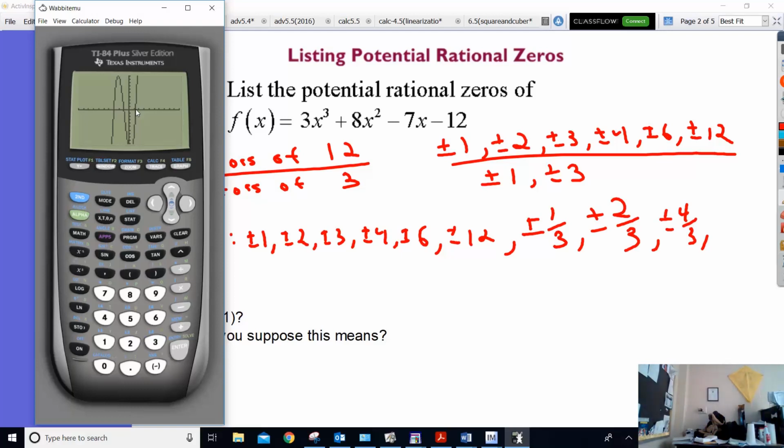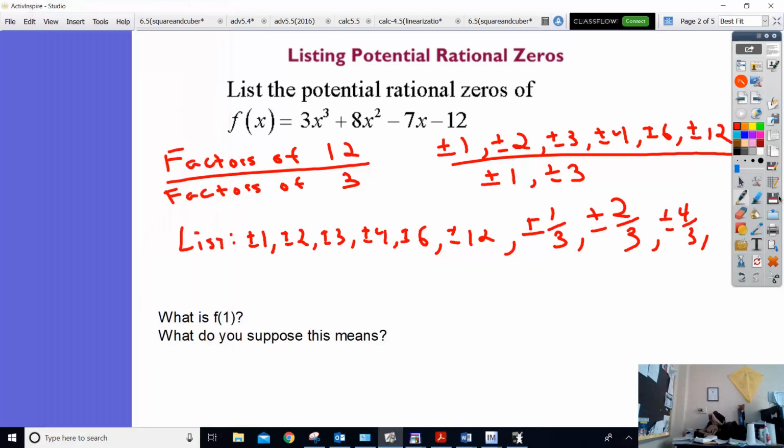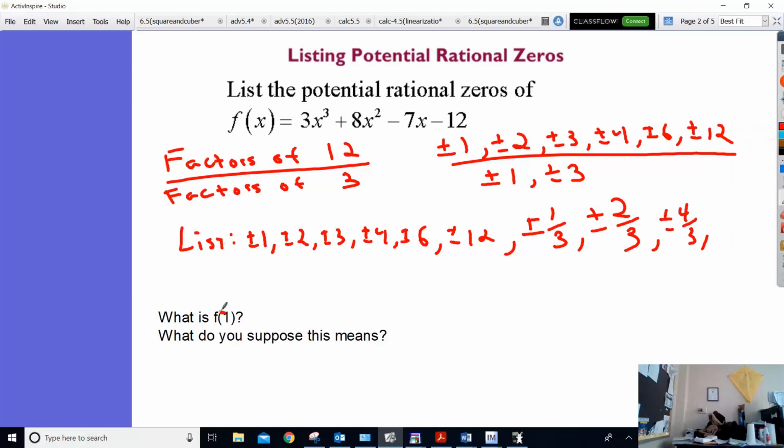I've got a little question up here. It's actually got a typo on it. It's supposed to ask you, what is f of -1? How would you find f of -1? What would you do with that -1? You'd make all the x's -1, right? We're just going to do that kind of quickly here. What's -1 cubed? Times a 3 is a -3, right? What's -1 squared? Times the 8 is plus 8. Then -1 times -7? Plus 7. And then minus 12.